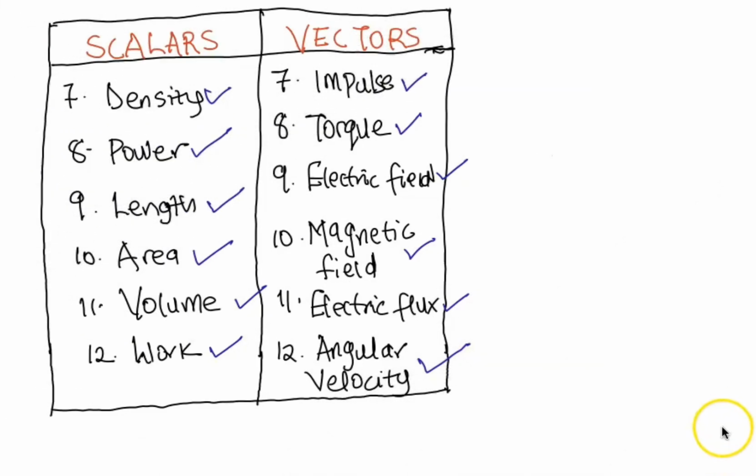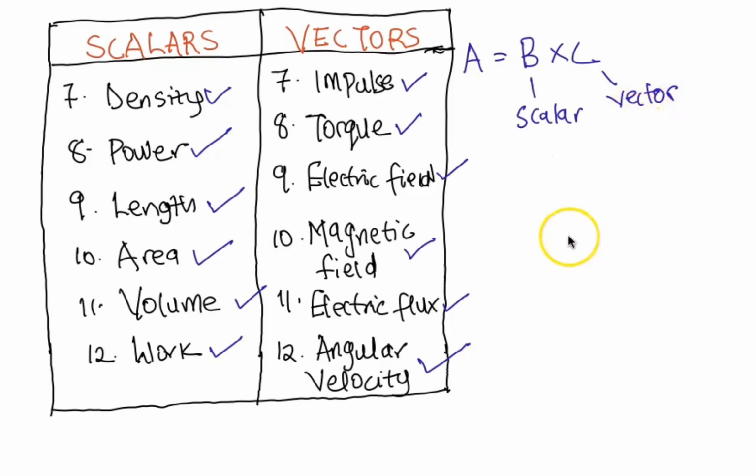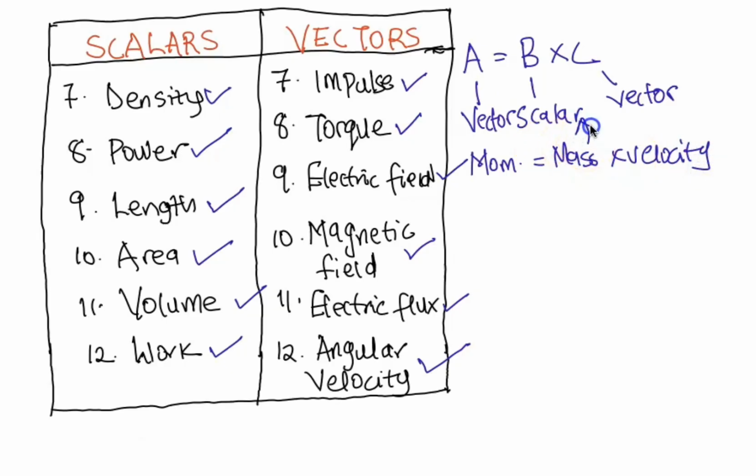So here is something worth knowing. Let's say we have a quantity A, and A is equal to B times C. And then B is a scalar quantity, and C is a vector quantity. So when we have a scalar and a vector quantity multiplying each other, or possibly dividing each other, their product or division will end up giving us a vector quantity. So that's why in the case of momentum, where we said momentum is equal to mass times velocity, you get to see that in this case, mass is a scalar quantity, velocity is a vector quantity, and their product will end up giving us a vector quantity.